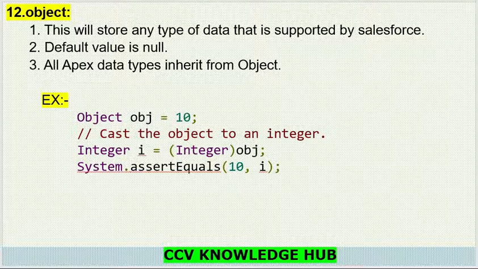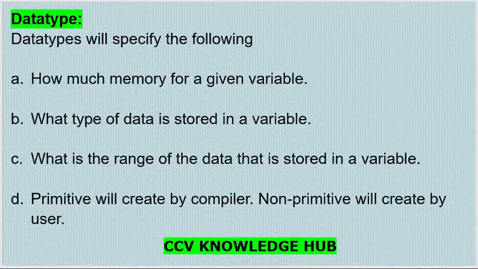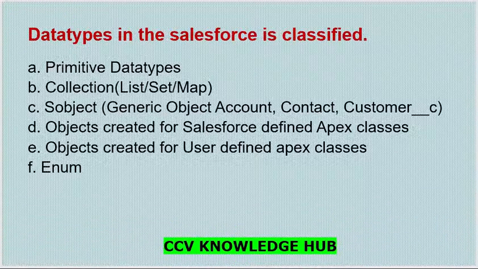In the next sessions I will explain, as I told in my second slide, alright, here we have seen primitive data types just now, and we have collections: list, set, map, and sObject, and objects created for Salesforce defined Apex classes, objects created for user defined Apex classes, and enums. We'll see all this information in the coming videos.